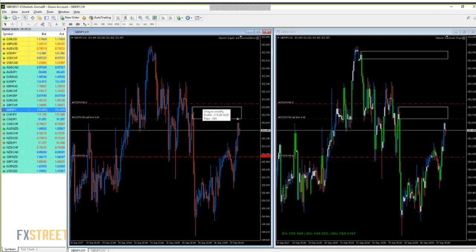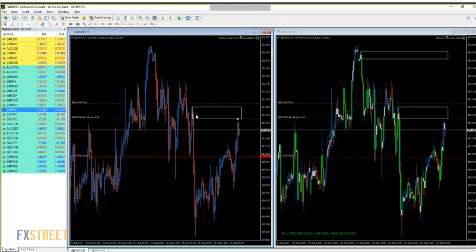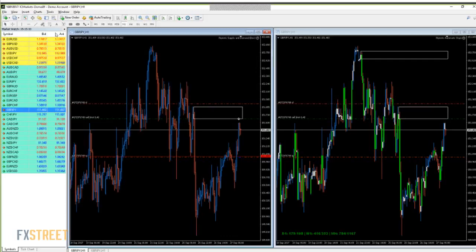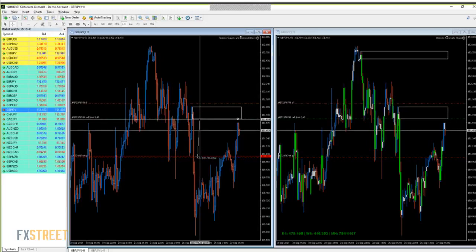So this is an easy one to program. Okay, and then we had the different one here. How long did it take for price to get there? So you can see here the price went from, let's mark off the low of the supply here, down to here, or rather to here, which is 3 times that. How long did it take for price to get there?